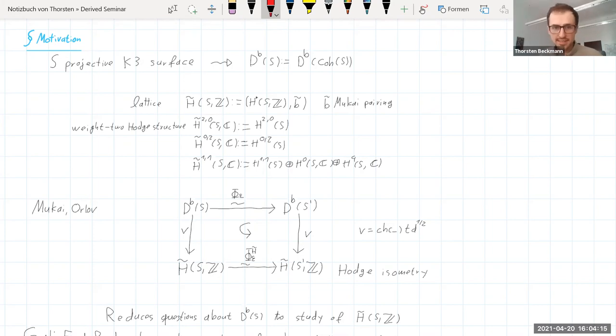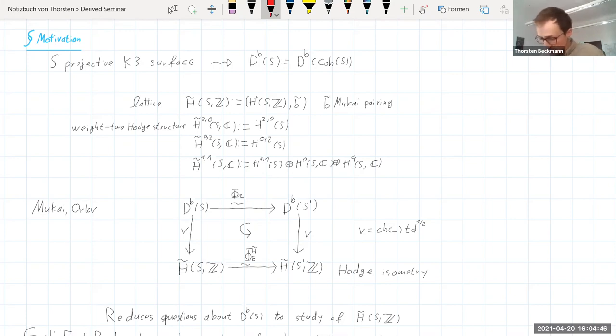These two things, the derived category and this lattice, have a nice interplay, and that is some of the motivation for this talk today. What it means, by the works of mostly Mukai and also Orlov: let us consider the case that we have two K3 surfaces S and S prime, and a derived equivalence phi_E. By the work of Orlov, phi_E is a Fourier–Mukai equivalence, where E is the Fourier–Mukai kernel.